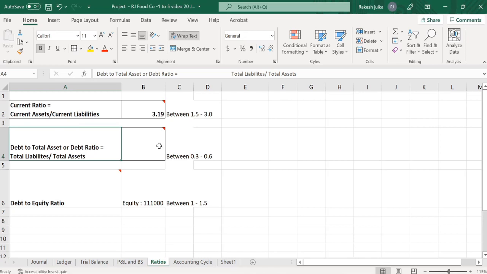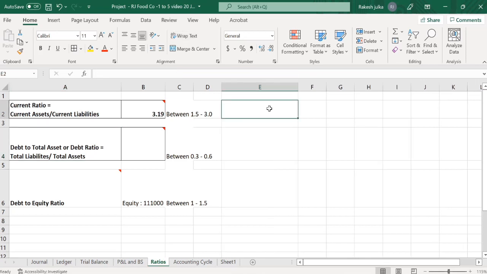For the ratio analysis, one ratio that we can say is the current ratio. So I'm just going to write here: current ratio. So what is the current ratio? What is the formula for current ratio and how can we use this one? The current ratio formula is very simple. That is the current assets divided by current liabilities.